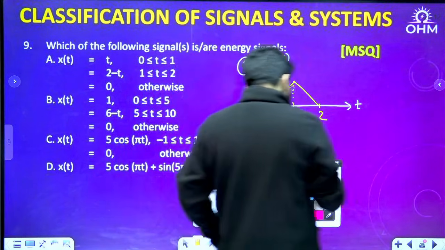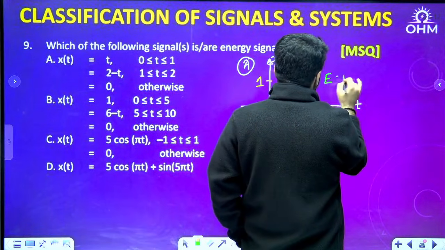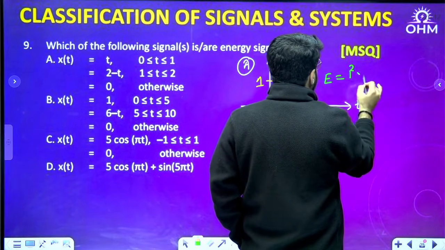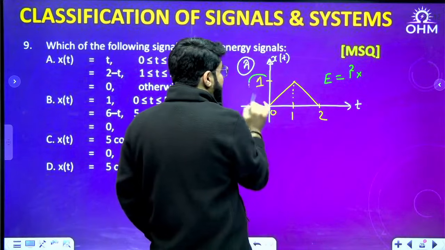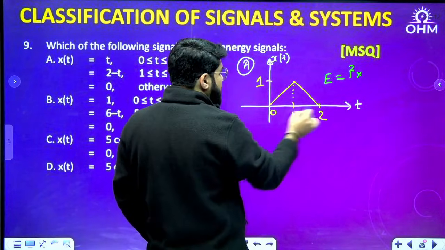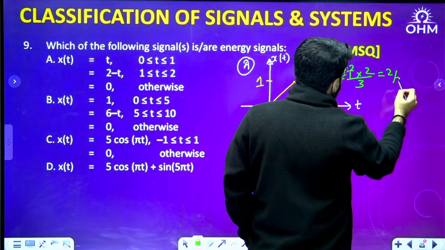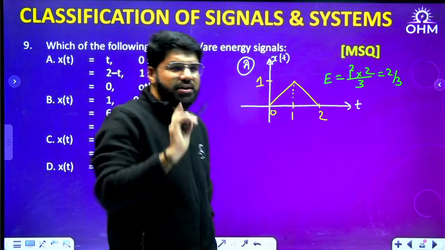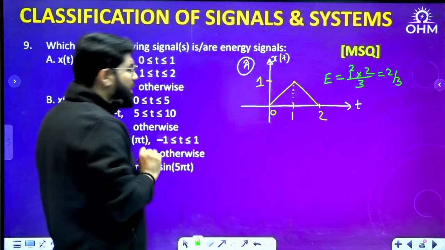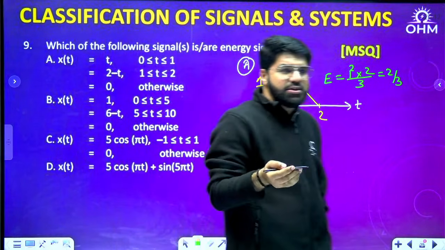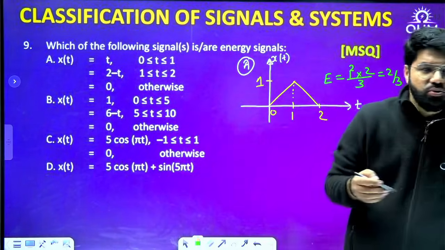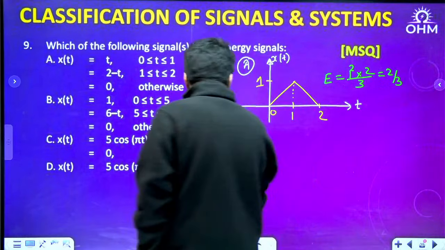What is the energy for this signal? As I told you, A square into duration, divided by 3. Here the amplitude is 1 and the duration is 2 units, so the energy is 2 by 3. Finite energy means energy signal. Rectangle, triangle, all these signals that come up are energy signals only. Next one, option number B.